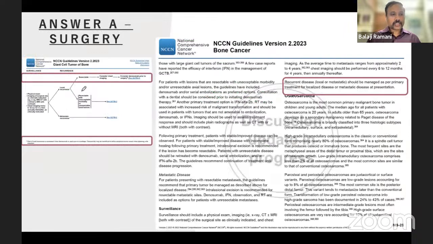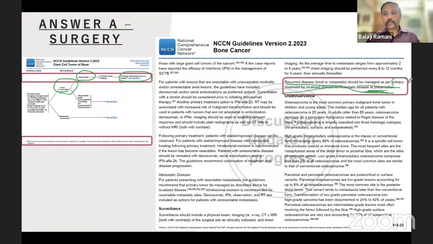Now, if you look at NCCN, what they have given is that if there is a local recurrence on follow-up of the patient, and if it is resectable, consider chest imaging and then consider denosumab prior to surgery. This is what is given in the NCCN guidelines, and that is the reason for the confusion. But in the discussion part, what they have mentioned is that recurrent disease, either local or metastatic, should be managed as per the primary treatment for localized disease or metastatic at presentation. So, in a sense, whenever you have a resectable recurrence, the management should always be like the primary.